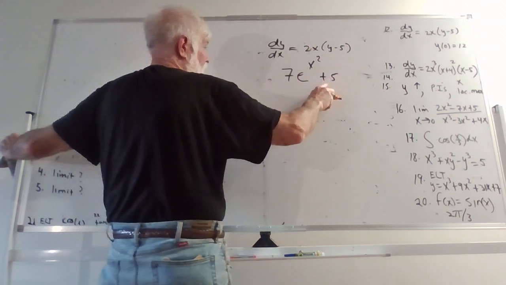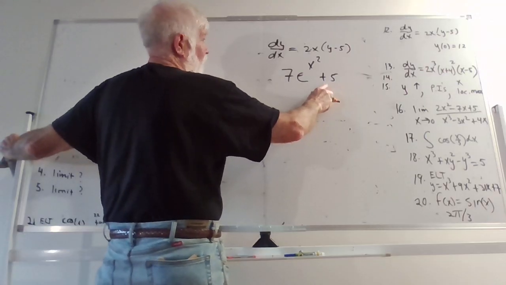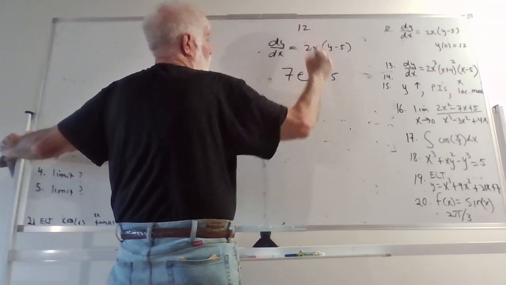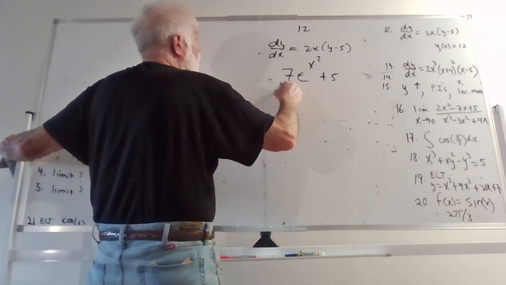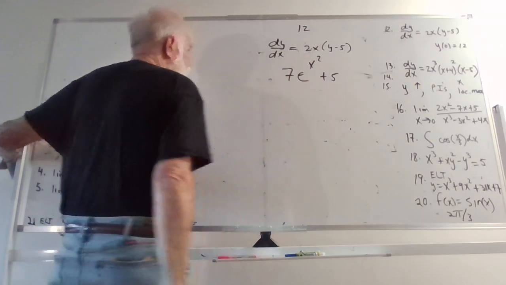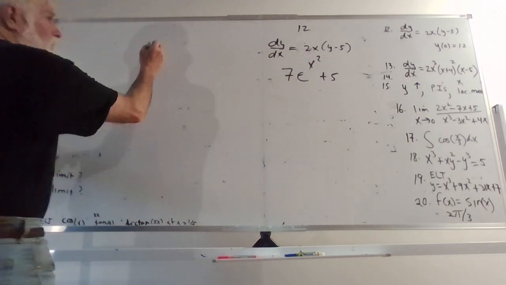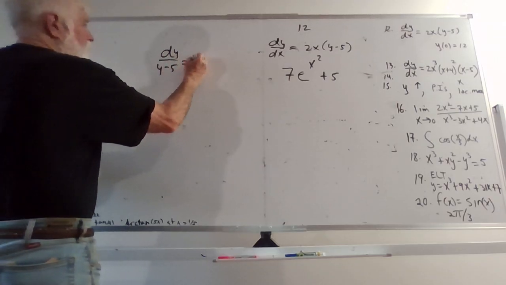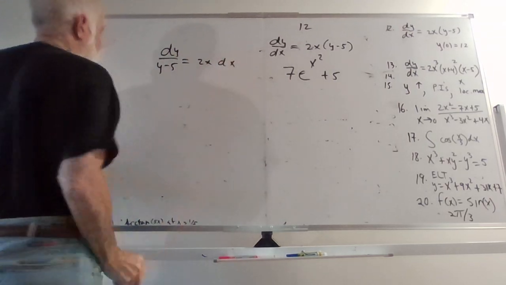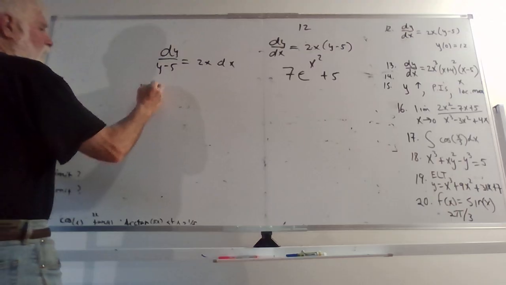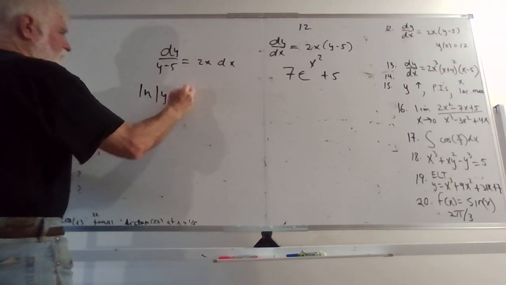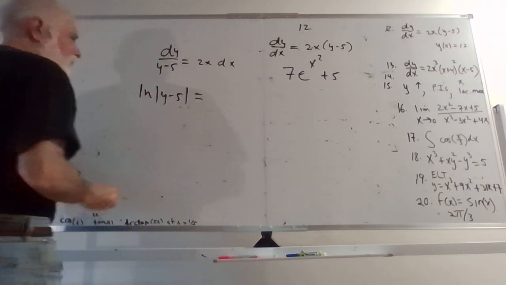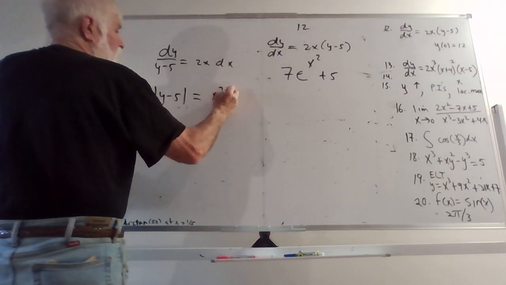Sure looks like that became a positive. And how do I get to 12 from here? I think I need 7. And it looks like that's integration. All right, so let's do dy over y minus 5 equals 2x dx. Let's integrate. ln of the absolute value of y minus 5 is equal to x squared plus c.